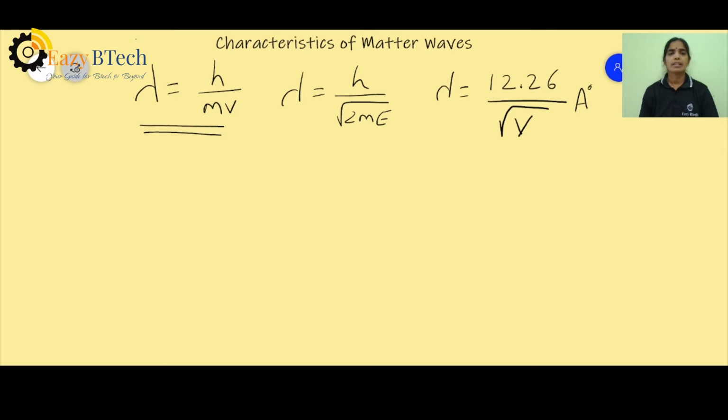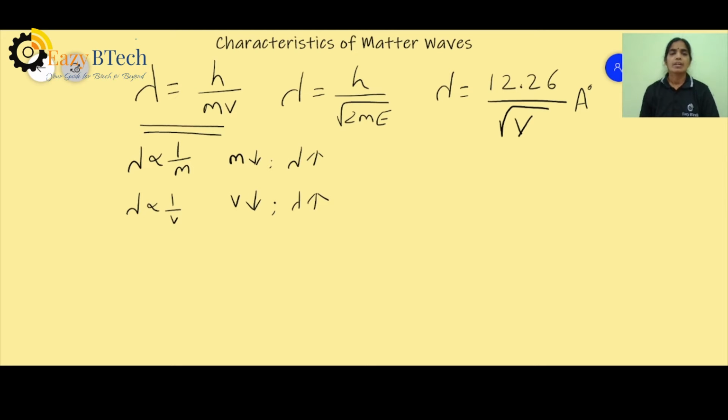If we look at the relation between lambda and m, lambda is inversely proportional to mass, which states that the lighter the mass, the greater the wavelength. Smaller the mass, greater the wavelength. For velocity, it is also inversely related. That is, smaller the velocity, greater the wavelength.